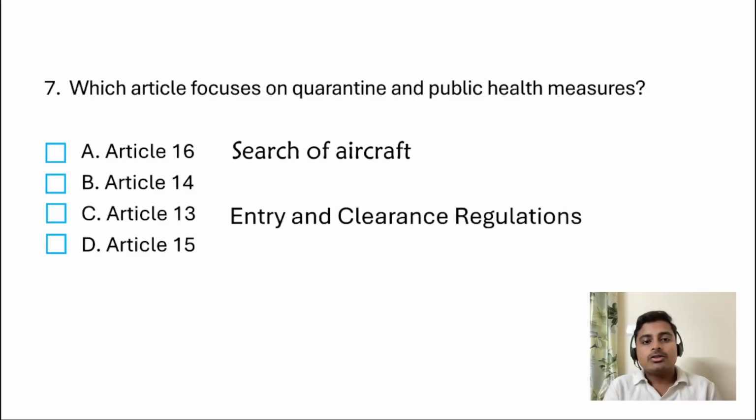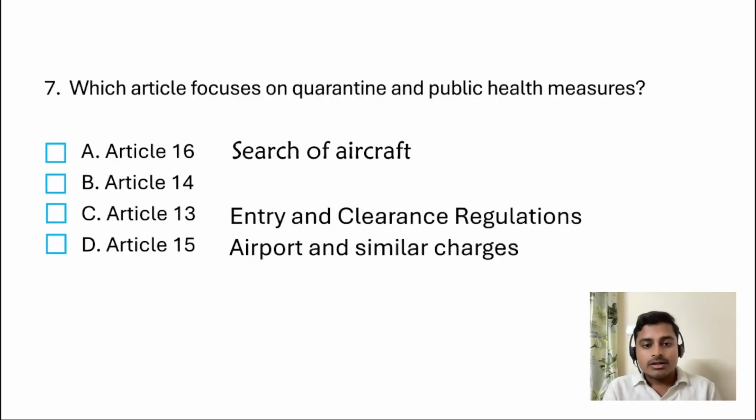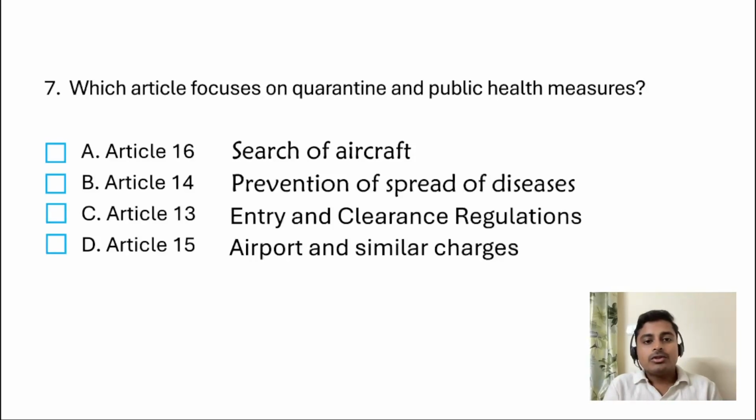Article 13 talks about entry and clearance regulations. Article 15 talks about airport and similar charges. So every state should provide the airport and other services to the international aircrafts with similar charges. That's what Article 15 talks about. And Article 14 is the one which talks about preventing the spread of diseases by following the health safety guidelines. So the correct answer is B, Article 14.